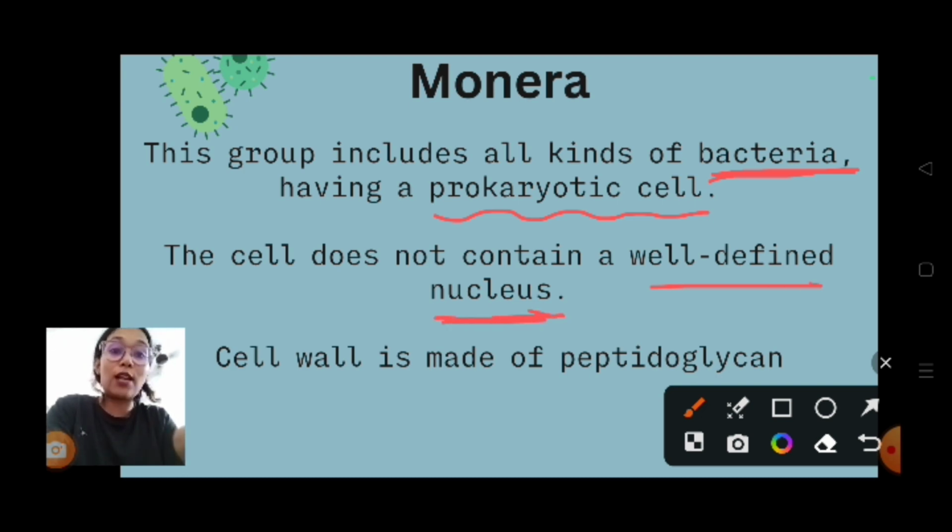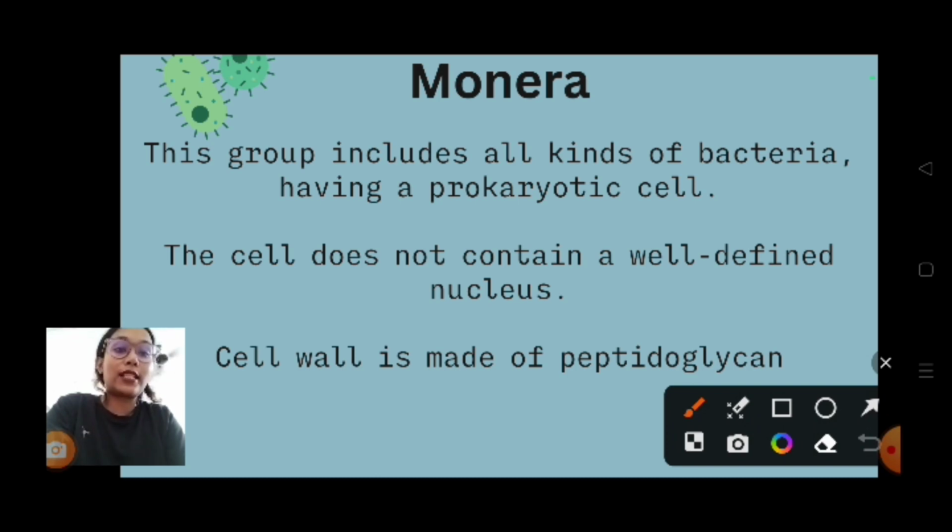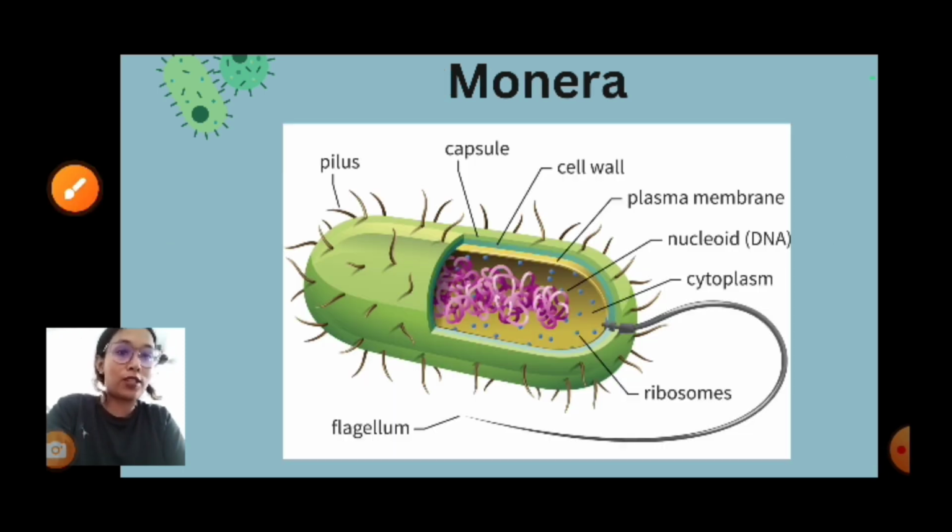Their cell wall is made up of peptidoglycan. Can you tell me what the cell wall of plants is made up of? The cell wall of plants is made up of cellulose, don't forget. In bacteria, the cell wall is made up of peptidoglycan, and they do not have a well-defined nucleus. They are prokaryotic. It will be more clear when you see the diagram.